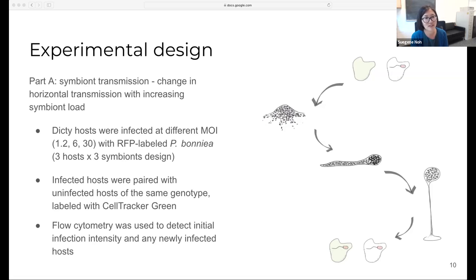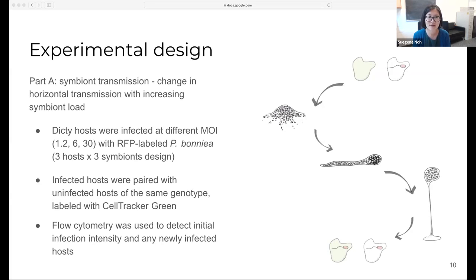So we used 3 strains each of Dicty as well as of Bonnia, our Burke, and a full factorial design. Unfortunately, this took quite a while to collect all these data. To start this experiment, we initially infected Dicty hosts at different multiplicities of infection with RFP labeled Burke so that we could visualize these later.